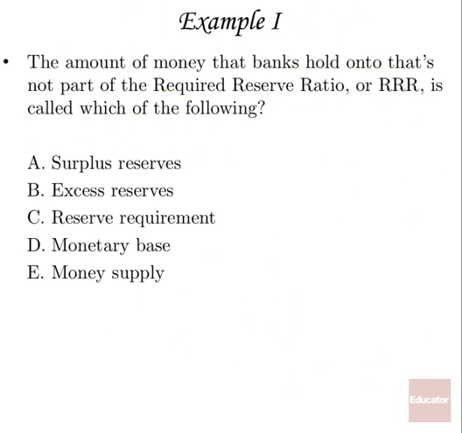So let's go ahead and take a look at example number 1. The amount of money that banks hold onto that's not part of the required reserve ratio, or RRR, is called which of the following? This one's a very simple definition. Surplus reserve sounds like it could possibly be the case, but that's not the technical term. The money that's required is required reserves, and anything that they're not required to hold but hold on to, that's the excess reserve. So that's going to be the correct answer. It's not the reserve requirement, it's not the monetary base, and it's not the money supply.